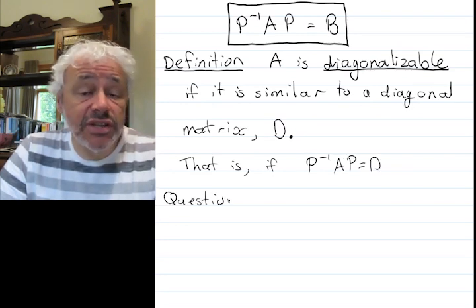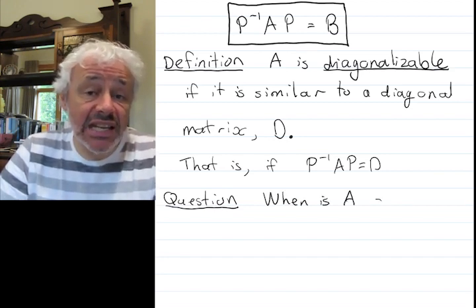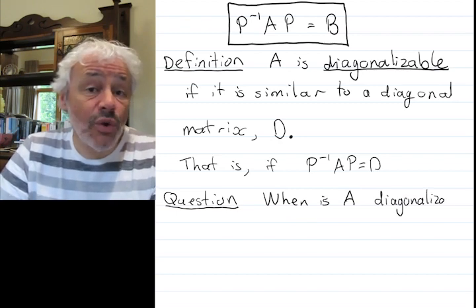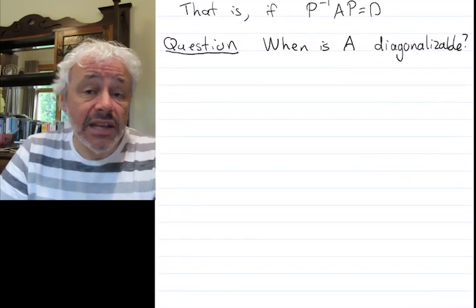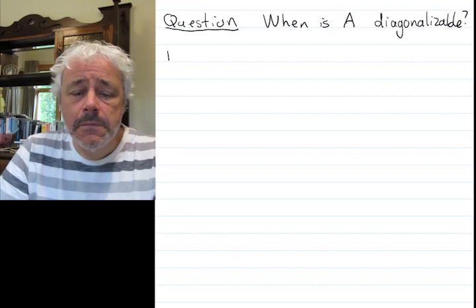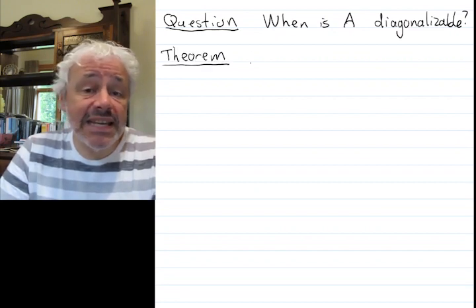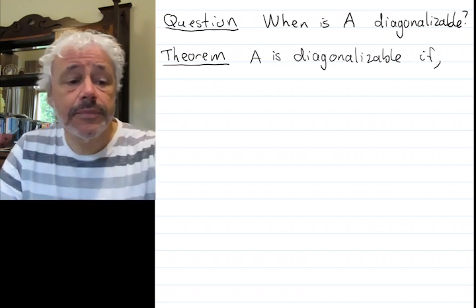Well, that was the definition. But that leads to a question, given a matrix A, when is it diagonalizable? How do you tell when it's diagonalizable, or if it isn't? Are all matrices diagonalizable? Turns out they're not. And if it is diagonalizable, how do you find the P and the D? So we can give a very complete and simple answer to that question using eigenvalues and eigenvectors.